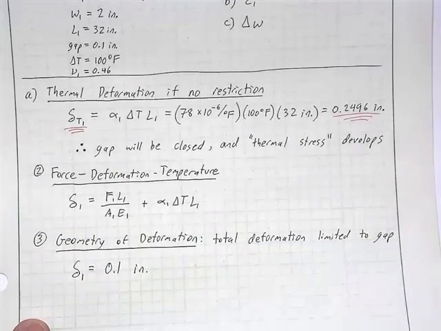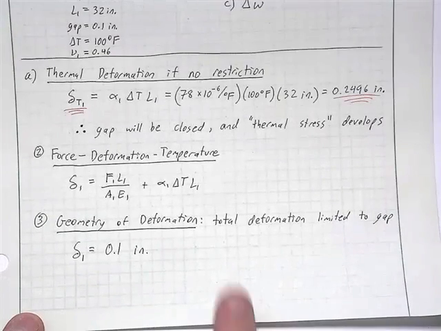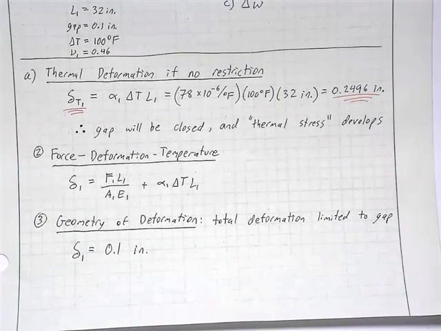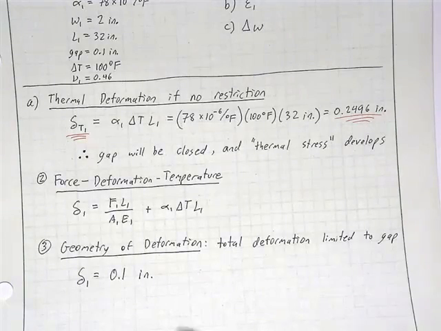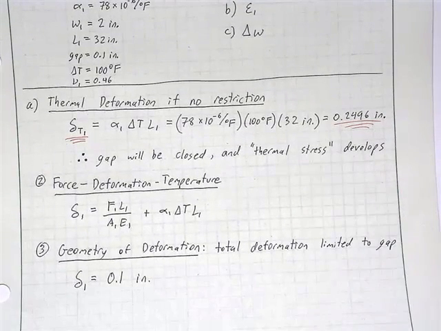Our geometry of deformation is pretty straightforward here. It just says that the total deformation is limited to the gap height, right? The member can't deform any more than the gap, and we determined that it's going to close the gap. So the deformation is just 0.1 inches, and that's what geometry of deformation gives us.